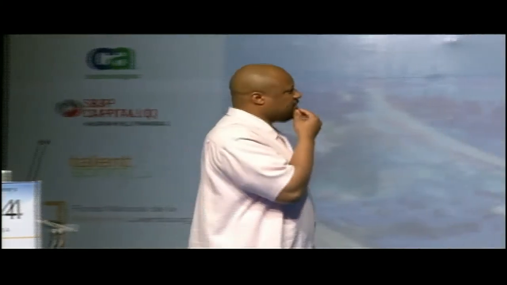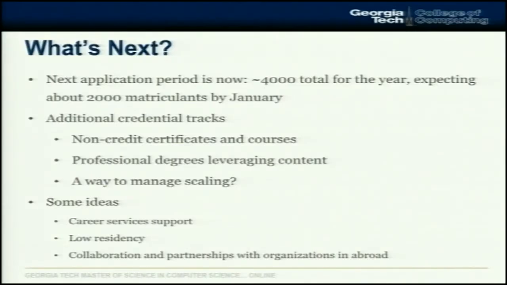So, what's next? We're in the middle of the next application period. For the year, we have somewhere on the order of about 4,000 applications. It looks as if the vast majority of them are, in fact, qualified students. We're expecting to have about 2,000 students in the program at the end of December, starting in January. We are creating additional credentialing tracks.